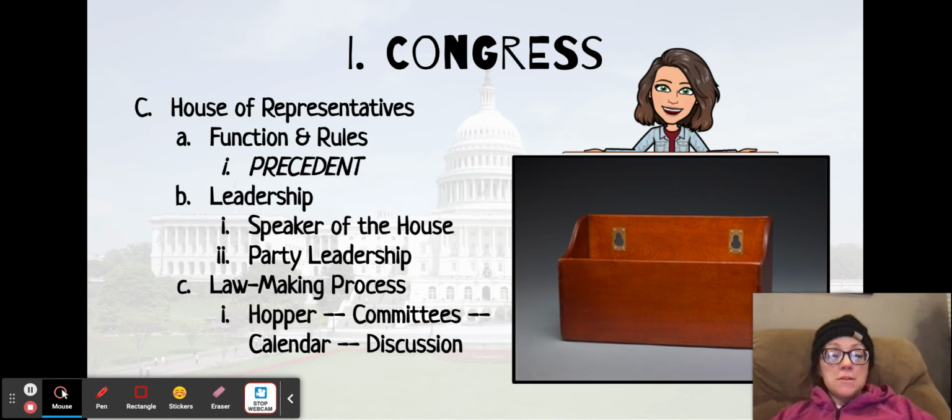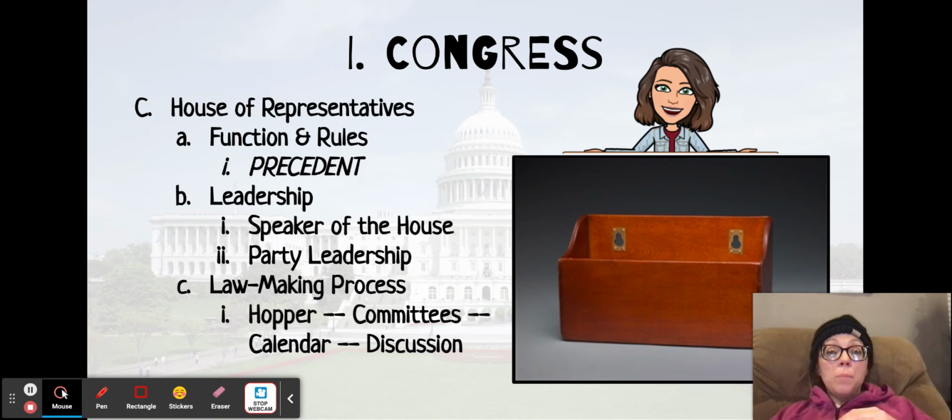Leadership in the House. The House is led by the Speaker of the House of Representatives. That person right now is Nancy Pelosi. She is a Democrat from California. And the Speaker position is elected by the majority party. So, whatever party has most people in the House of Representatives, that's who gets to choose the Speaker or the leader. The Speaker is also third in line in the presidential line of succession. And we'll talk about that when I get back to school.